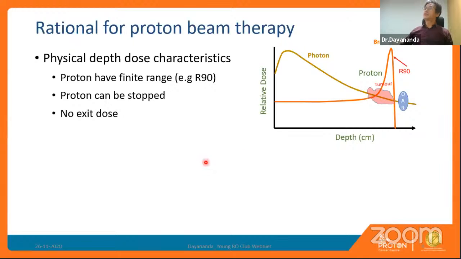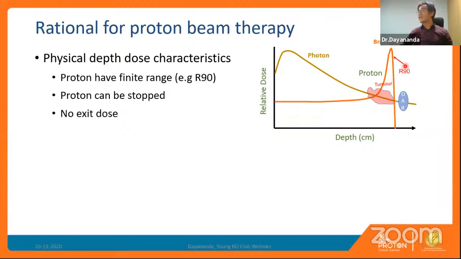Okay, so this Bragg peak characteristic of the charged particle forms the basis of proton therapy. Or in other words, this is the major rationale for using charged particles or protons for the treatment of cancer in external beam therapy.